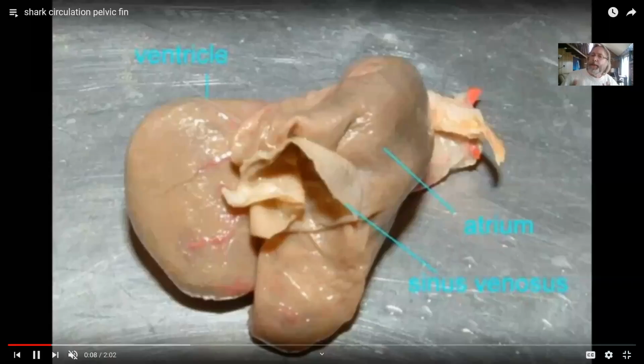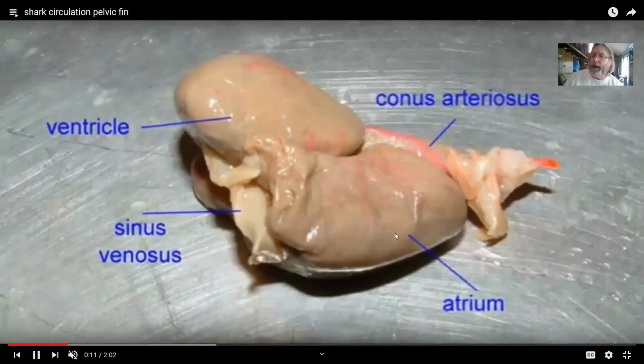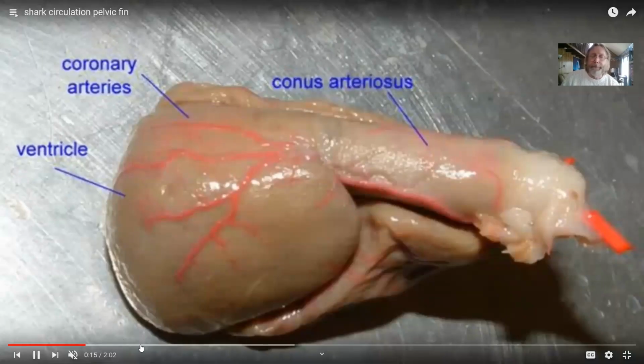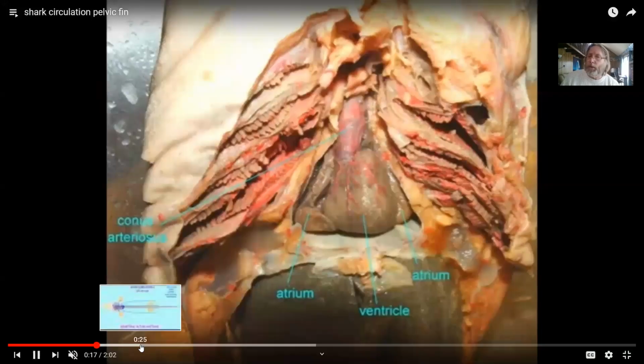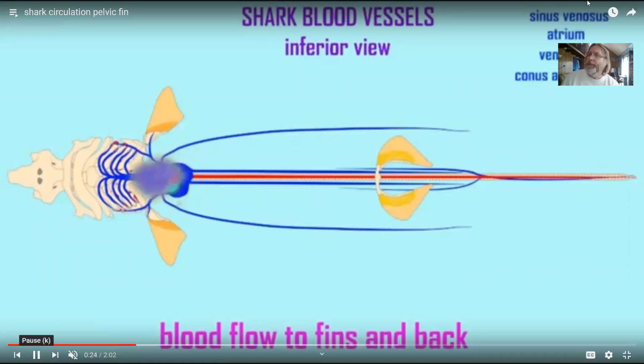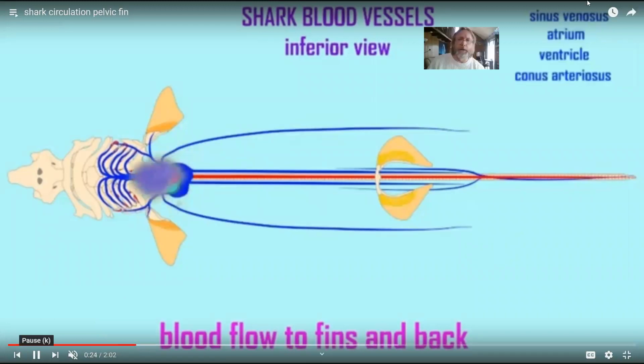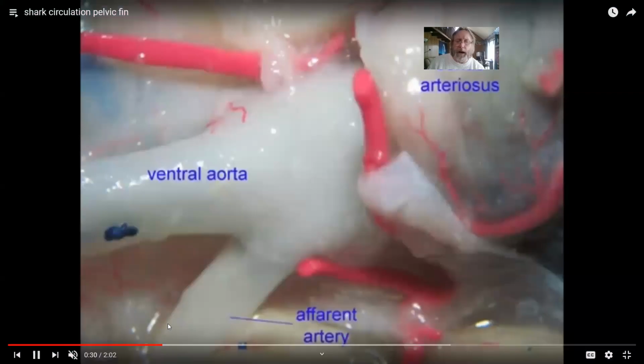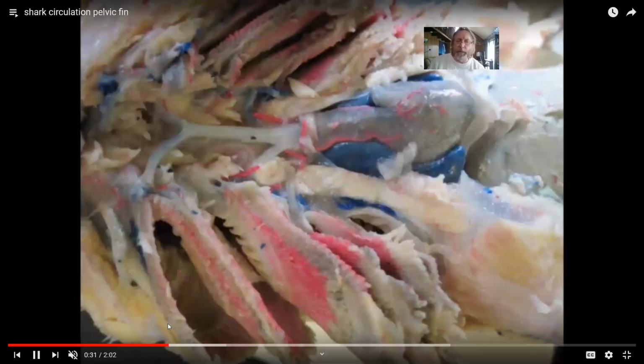As the third video in this series, I'd like to talk about blood flow to the leg and back, or in the case of sharks, the pelvic fin. There will be more on blood flow to the digestive system, but that would perhaps be best left to the chapter on the digestive system.